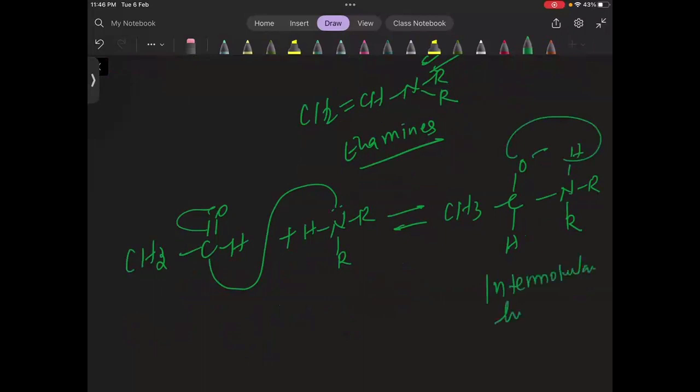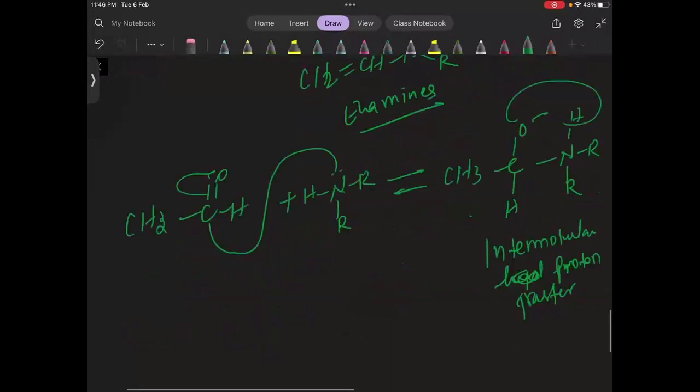Intermolecular proton transfer. Okay. So intermolecular proton transfer, and the compound is going to be formed here, amino alcohols, CH3.